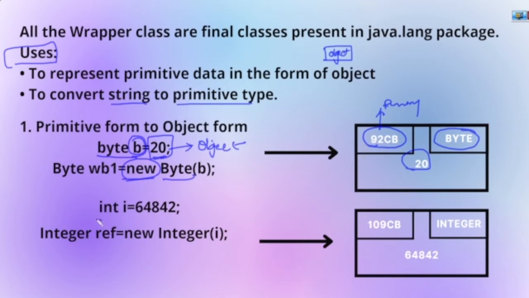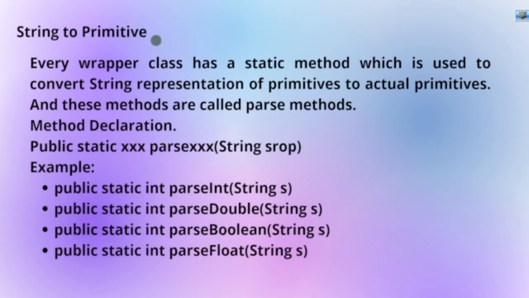Now here you have int i. If you want to convert this int i into an object, then you are going to use new Integer(i). So this is how you are going to convert any of the bytes or any primitive data type to an object. The next is string to primitive type.